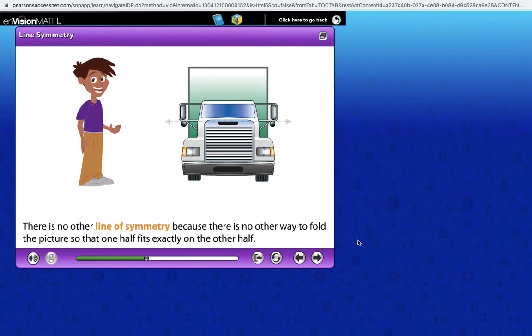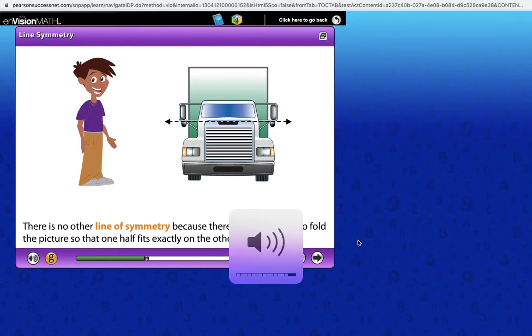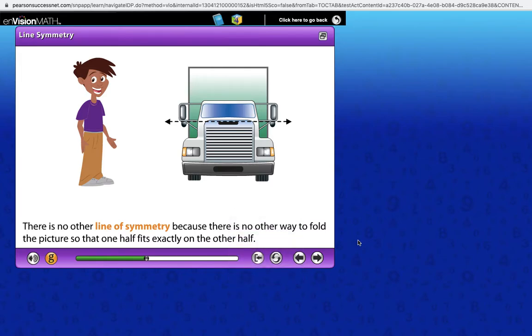There is no other line of symmetry because there is no other way to fold the picture so that one half fits exactly the other half. So, whenever you're thinking of symmetry, boys and girls, think of it as folding. That's a very, very good way to think of it. Think of when you're folding a piece of paper to make a card for someone, and you're folding it exactly in half. So, when you're trying to think, is this a line of symmetry?